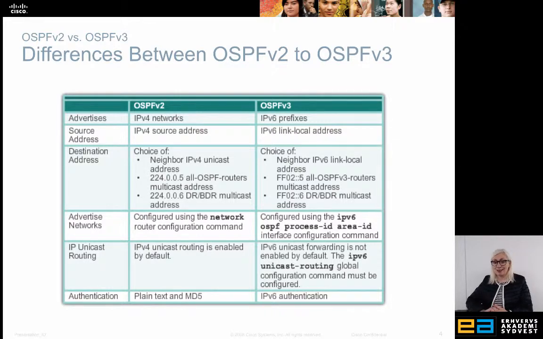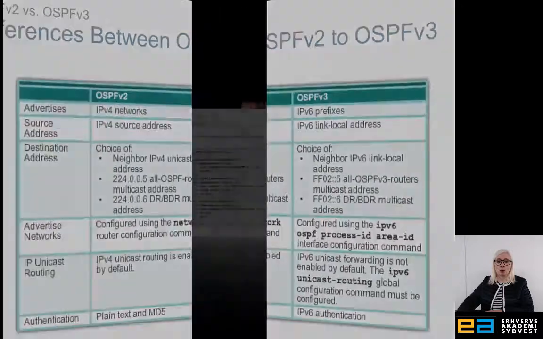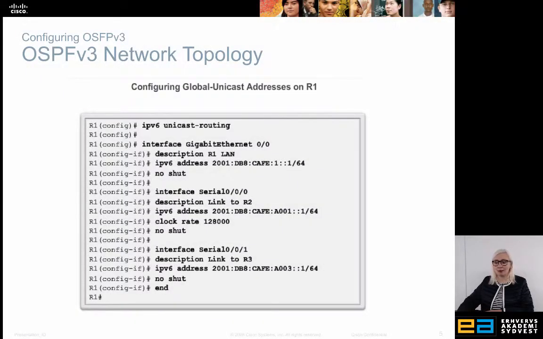Another thing that is important is to remember to enable unicast routing with the IPv6 unicast-routing command when we want to use it for IP version 6. We could set up authentication, and in OSPF version 3 we are using IP version 6 authentication instead of MD5 or plain text, which is what we use on OSPF version 2. So how do we configure it? First of all, remember IPv6 unicast-routing.